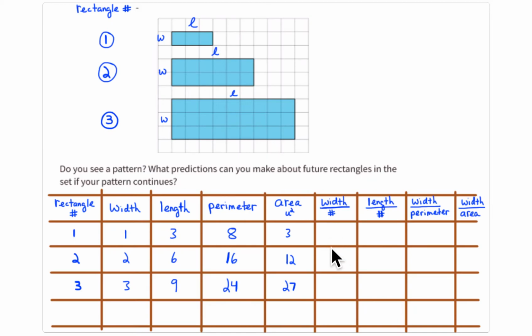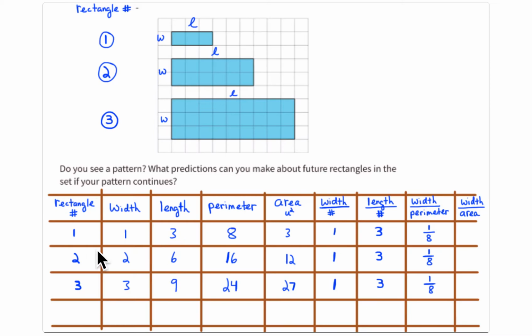All right, so what's the relationship between the width and just the number of the rectangle? Not the greatest thing to look at, but it's a place to start. So in that case, the width is the number of the rectangle. If it's rectangle number 1, the width is 1. Rectangle number 2, the width is 2. Rectangle number 3, the width is 3. On the other hand, the length is 3 times the number of the rectangle.